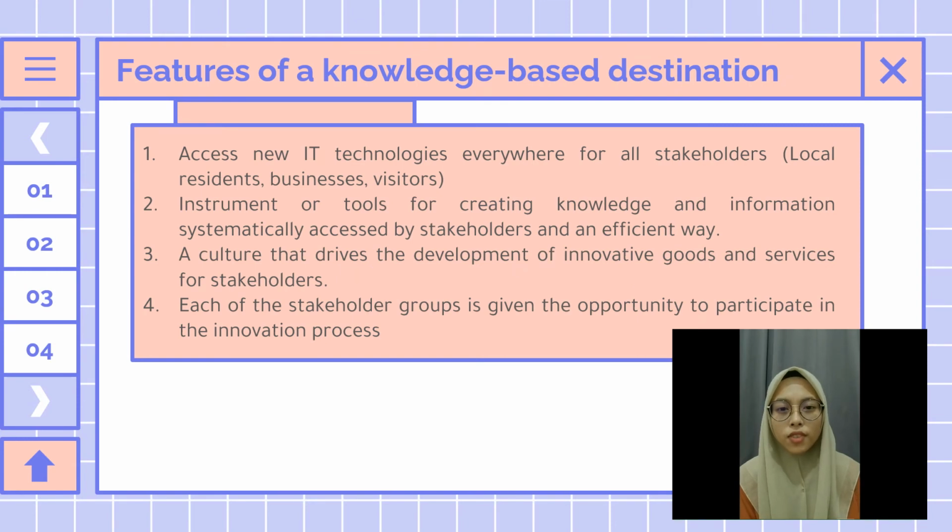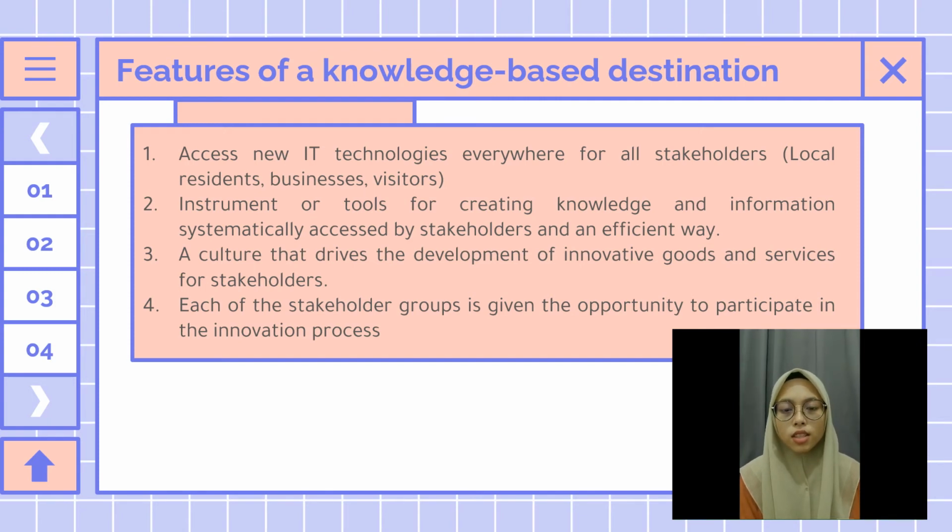Assalamualaikum, my name is Nur Fazlina. Now I'm going to present about the knowledge-based destination, which is an advantage from urban planning researchers to understand how the city becomes smart. Some of the features or characteristics of a knowledge-based destination are, firstly, access to new IT technologies everywhere for all stakeholders, including local residents, businesses, and visitors.